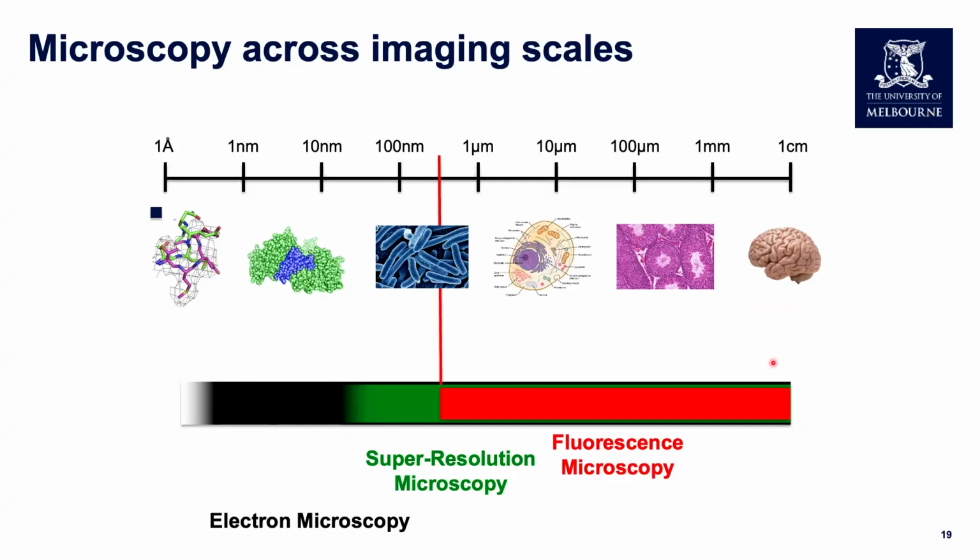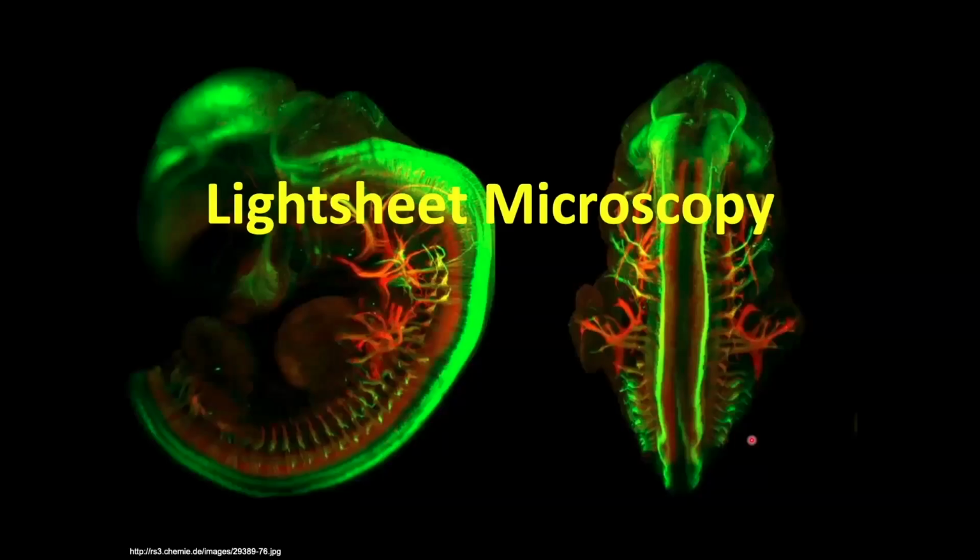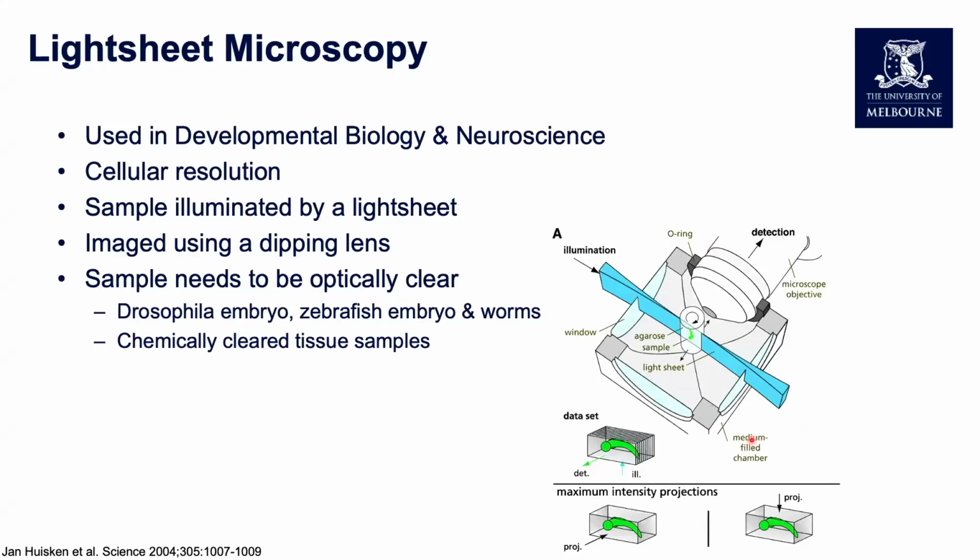Okay, so we're going to start at the top end, at the large sample side, and we're going to cover a few applications: light sheet microscopy, multiphoton microscopy, slide scanning, high content imaging, and wide field microscopy. We'll go through a few slides and give examples of how these work and examples of some of the data that's been generated. So light sheet microscopy is primarily used in developmental biology and neuroscience.